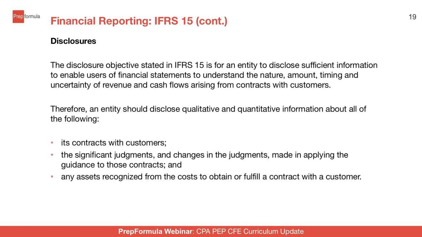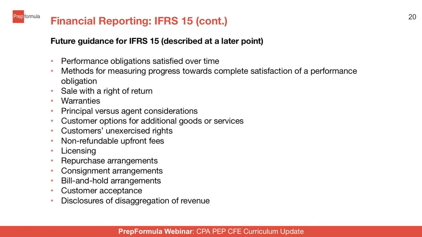Disclosures. So there is a disclosure objective in IFRS 15. It's for an entity to disclose sufficient information to enable users of financial statements to understand the nature, amount, timing, and uncertainty of cash flows. Basically, you have to explain, right? And therefore, an entity has to disclose qualitative and quantitative information about all of the following. Number one, all its contracts with customers, any significant judgments and changes in judgments, okay? Or any assets recognized from the cost to obtain or fulfill a contract with customers.